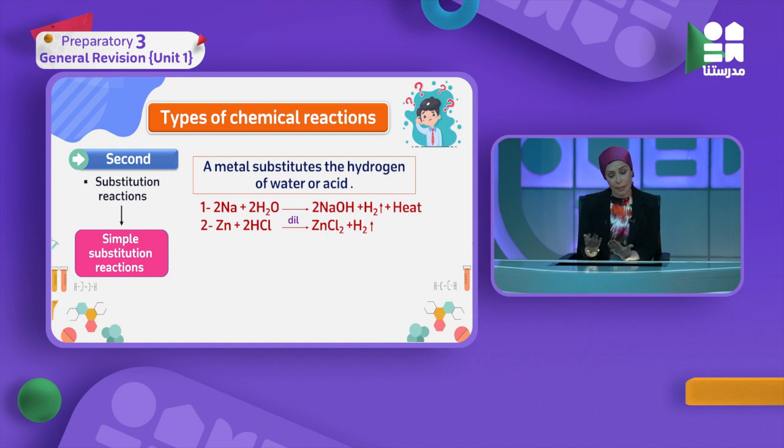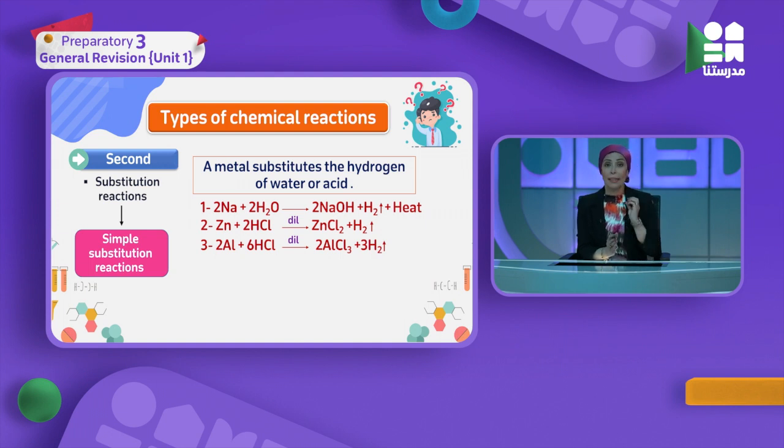So can it replace it? Yes, it can replace it, and gives me zinc chloride and hydrogen outside. Again, can aluminum replace it? Yes, and it also gives me aluminium chloride and hydrogen outside. A very important question here: remember, all three of them make a reaction and all of them give off hydrogen.